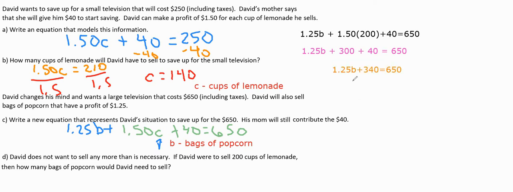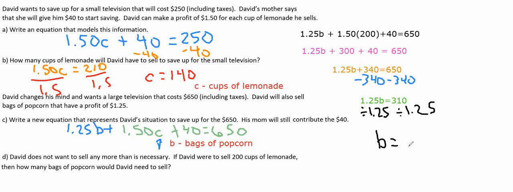Now, we're going to get rid of the stuff that's on the same side of the letter but not touching it. That's the positive 340. The opposite of adding 340 is subtracting 340. So we'll do that to both sides. And that gives us 1.25B equals 310. That means 1.25B means multiplication, so we're going to do the opposite. This time I'm going to write it with the obelus sign. So we're going to divide both sides by 1.25. And that would give us a final answer of B equals 248.